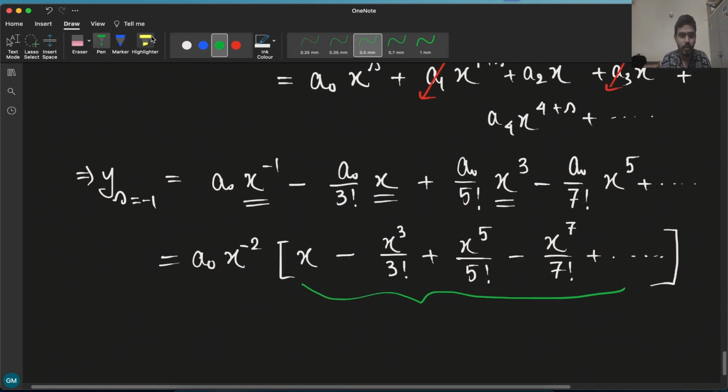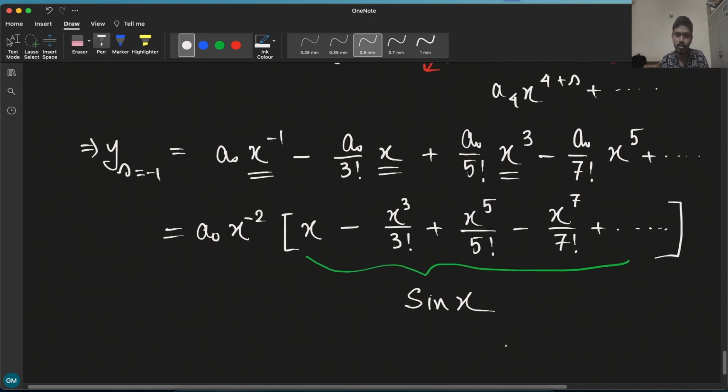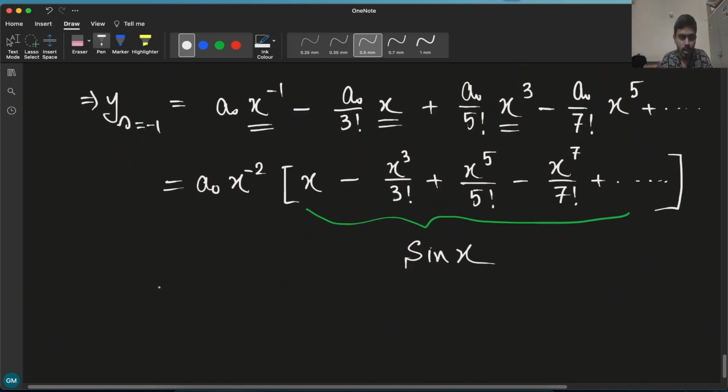Okay, so now if you look at this series, it might look familiar. This is a series of sin x, it's a Maclaurin series, sin x at x equals to 0. You can see there are these odd terms basically, because sin x is an odd function, so it consists of odd powers of x. So what we have is basically a0 sin x divided by x square. So this is for s equals to -1. Okay, this is the solution when s equals to -1.